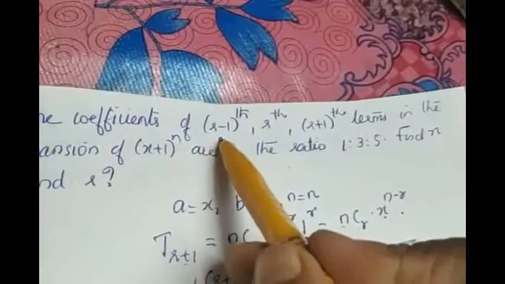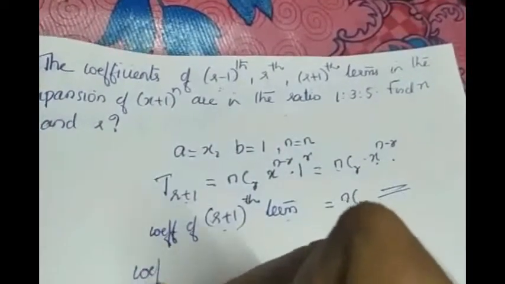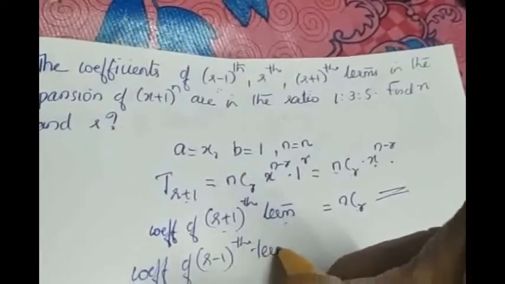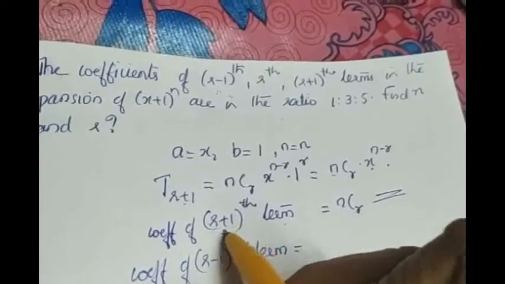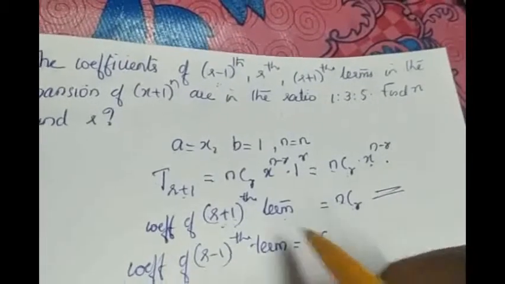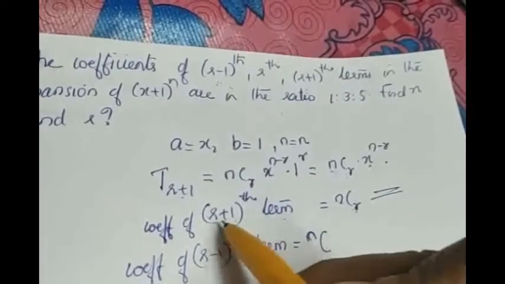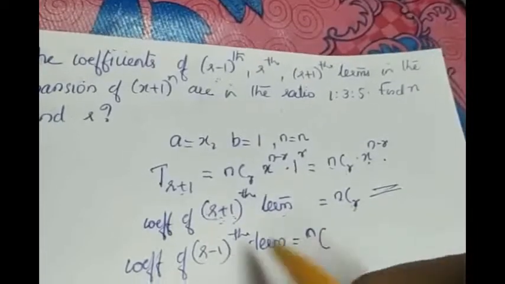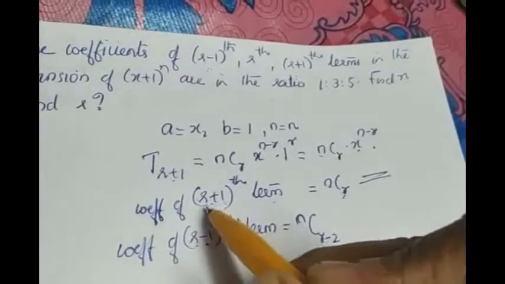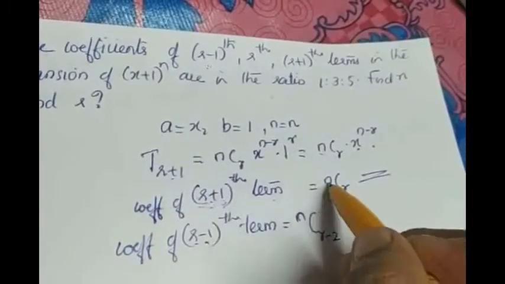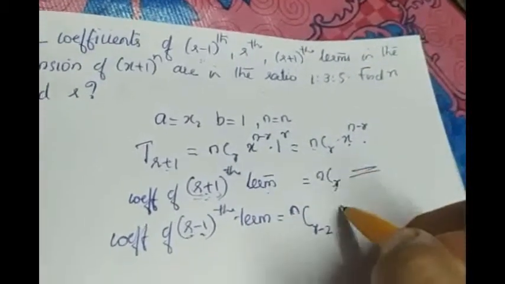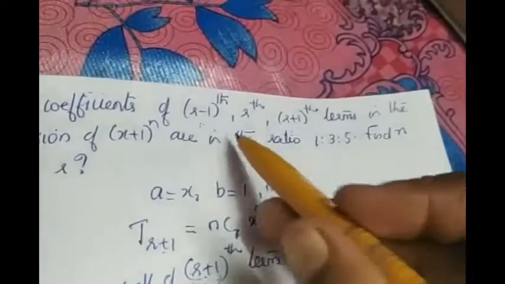The coefficient of the (r-1)th term: comparing to the general term, can you say what is the coefficient of the (r-1)th term? The (r+1)th term's coefficient is nCr. So the coefficient of the (r-1)th term will be nC, where r+1 became r-1. The difference of these two terms is 2, isn't it? So here it is r-1 and we have to write r-2. The coefficient of the (r+1)th term is nCr and the coefficient of the (r-1)th term will be nC(r-2).